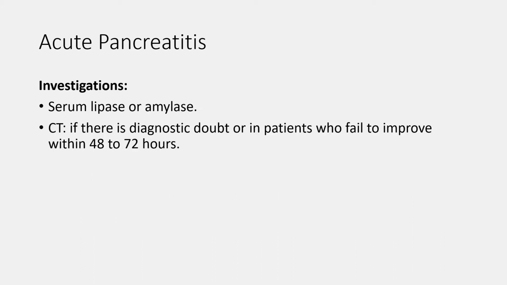For investigations, the most important blood tests for acute pancreatitis are serum lipase or amylase. Serum lipase and amylase have similar sensitivity and specificity, but lipase levels remain elevated for longer, so serum lipase is preferred. Also, CT should be requested where there is diagnostic doubt or in patients who fail to improve within 48 to 72 hours. Other investigations to look for the cause should be done.